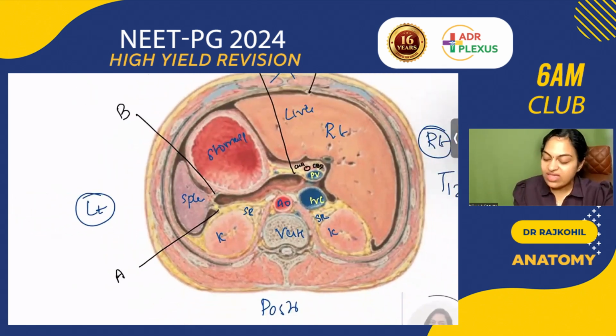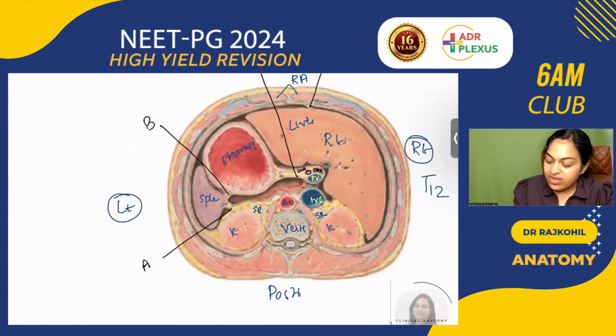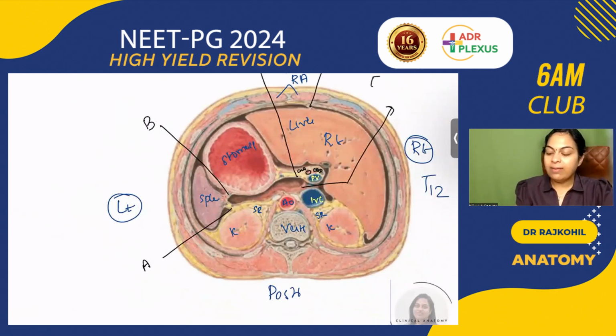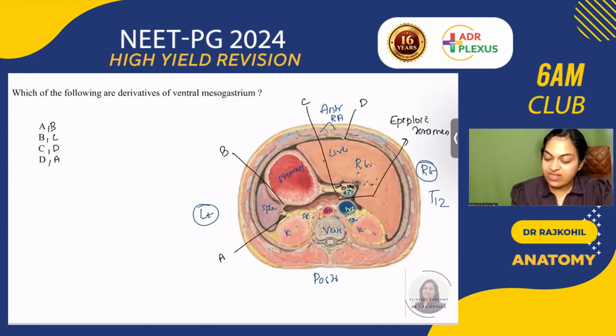So what is this region? Can you tell me? Come on. What is this region that lies behind the portal vein and in front of inferior vena cava? That's the region of epiploic foramen, the foramen of Winslow, isn't it? So the right free margin of lesser omentum. So what is C going to be? C is lesser omentum.